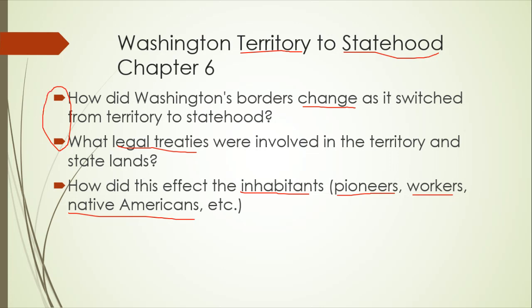How did the borders of Washington change to get to where they are today? What legal treaties were involved in that process? And this one's more the human side of history: how does this affect people living in the state?